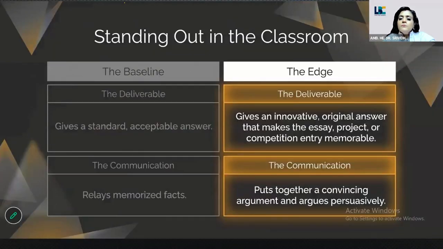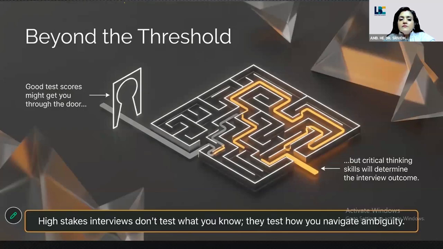So, standing out in the classroom: the baseline is just giving a standard acceptable answer, communication, relay, memory. But with the edge, the student raised beyond the board will give an innovative, original answer that makes the essay, project, and competition entry more memorable, with enhanced communication skill in putting together a convincing argument and arguing persuasively. Beyond the threshold, good test scores might get you through the door for an interview or an exam, but critical thinking skill will determine the actual outcome of how you have developed, how you have evolved yourself.